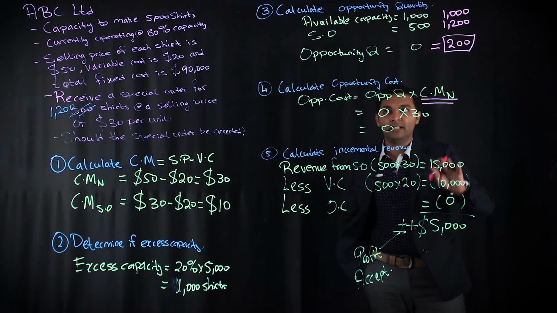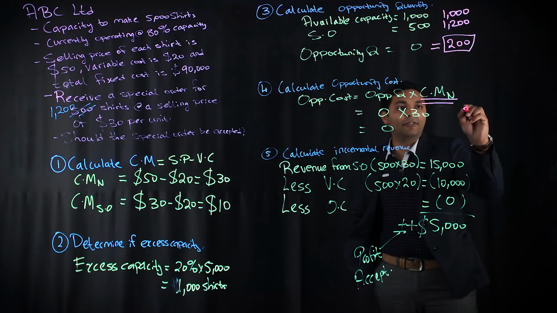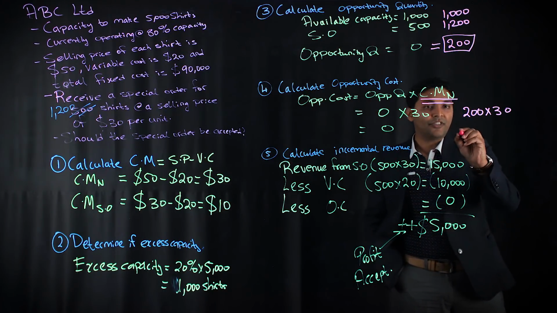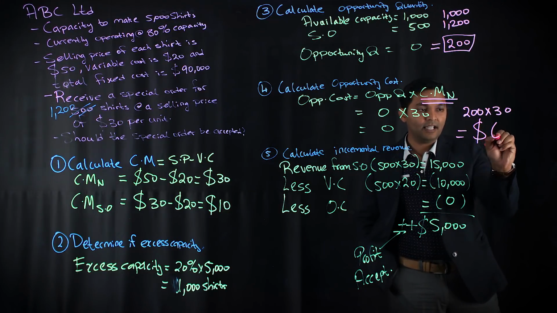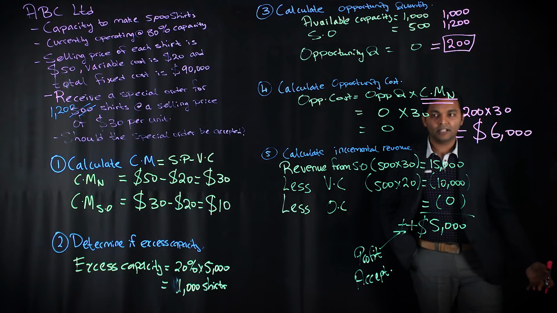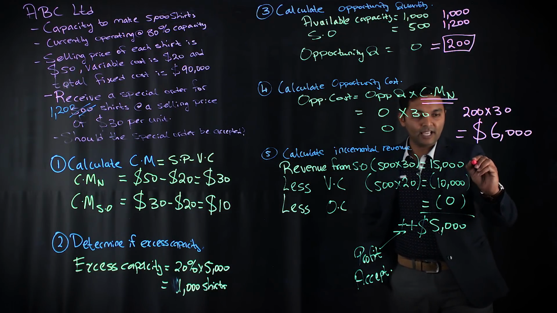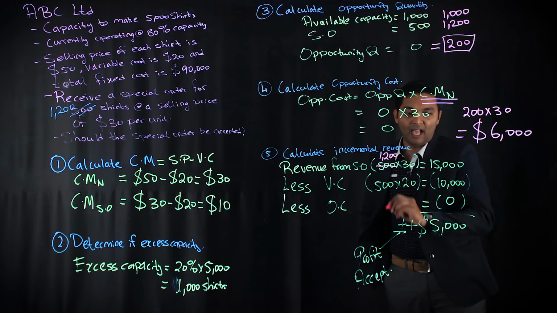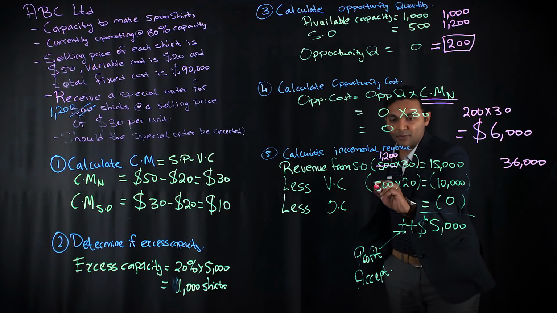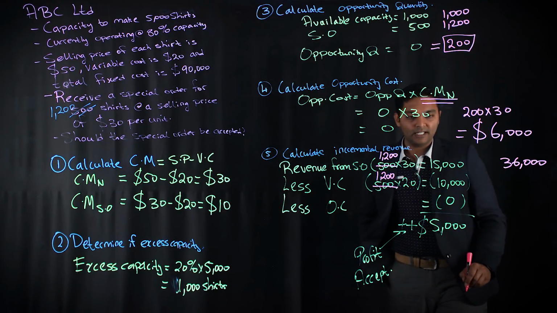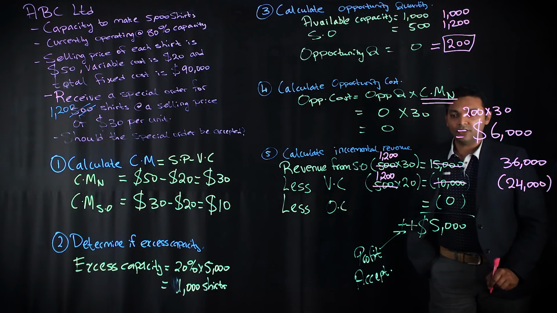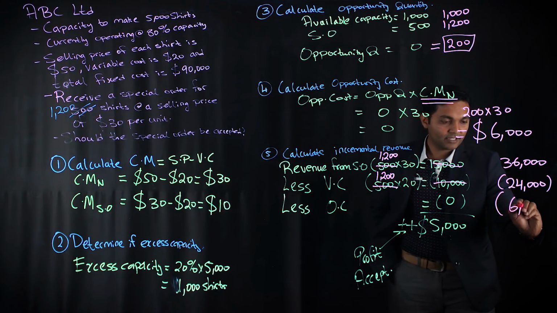Now, applying what we just calculated to step 4, which is the opportunity quantity of 200 multiplied by the contribution margin for the normal sale, which is $30. So that will give us an opportunity cost of $6,000. Now, let's move on to our 5th step and work out our incremental gain. So the revenue from the special order is now going to be calculated as 1,200 units at $30 each. So that will give us $36,000, less the variable cost, which is again 1,200 units multiplied by $20, which will give us $24,000, and less the opportunity cost, which we have calculated in step 4 to be $6,000.